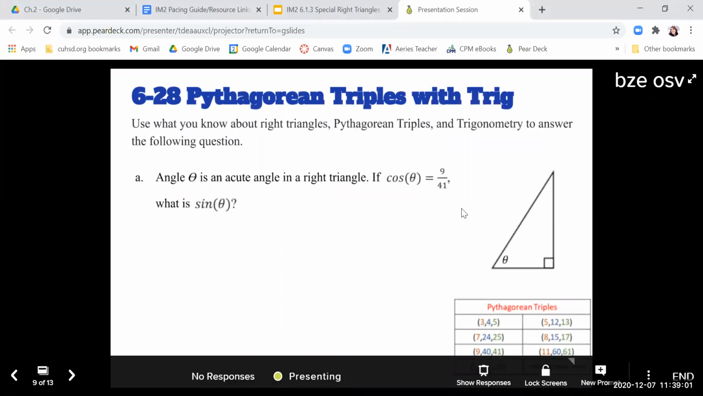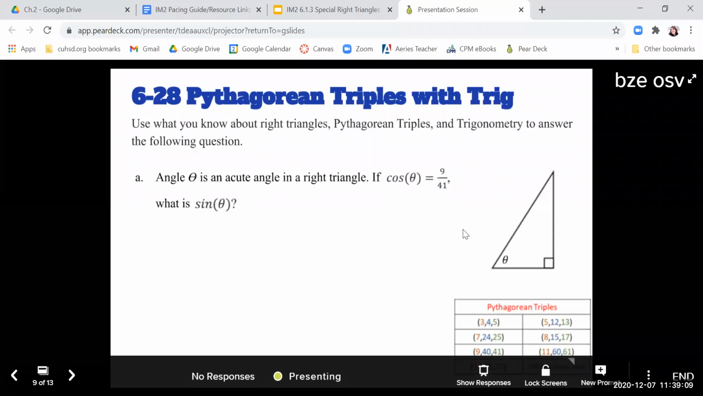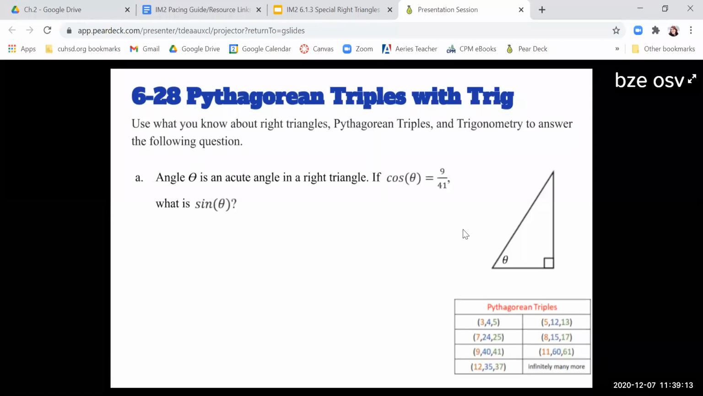All right. Now we are going to veer back to that and see how to use it in a minute, but we're going to do a different type of problem right now to find missing side lengths using trig and Pythagorean triples, and then we'll circle back to the Pythagorean identity.